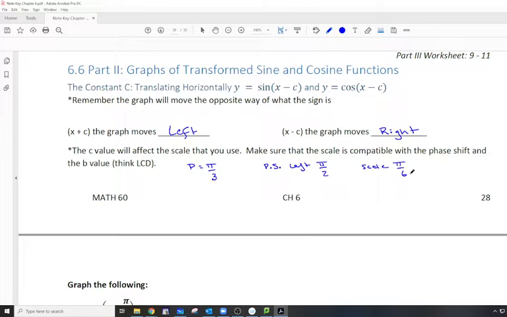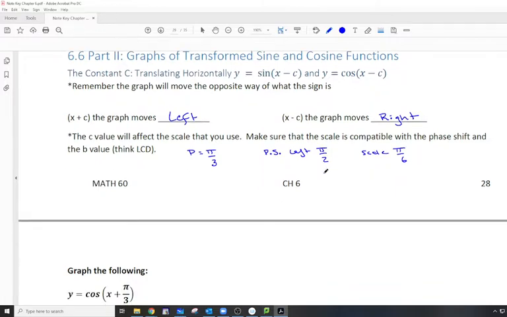Now, just a heads up, on your test, I will tell you what scale to use so you don't have to think of this. This is only if you're doing some extra practice in the textbook and they didn't give you a grid and you're like, I don't know what scale to use. The easiest way to pick a scale is to make something that's compatible with your phase shift and your period. If you just make a lowest common denominator, it will always work.